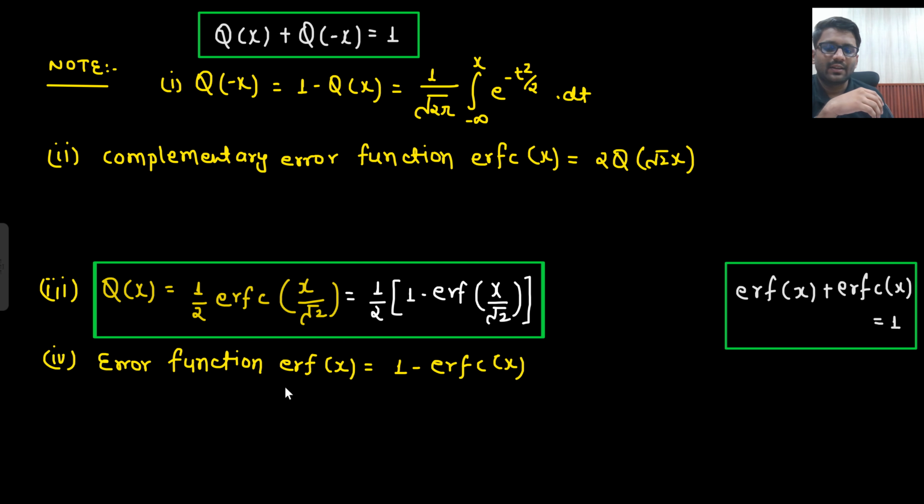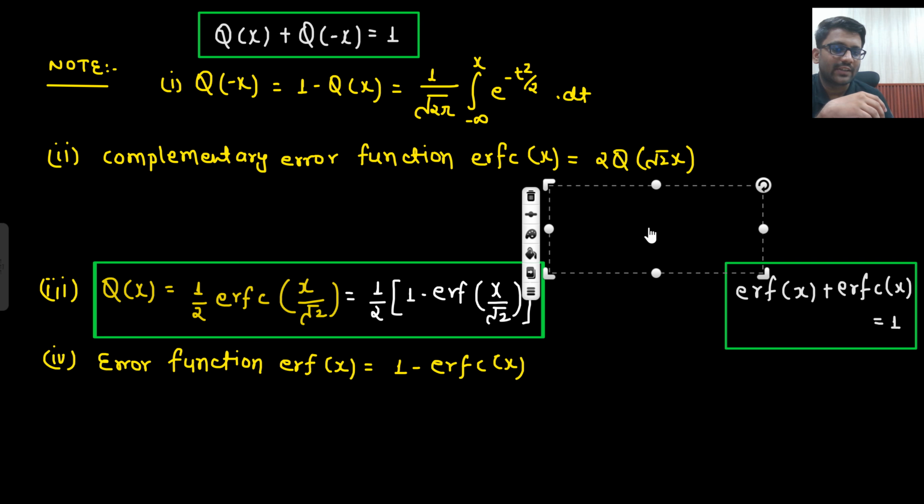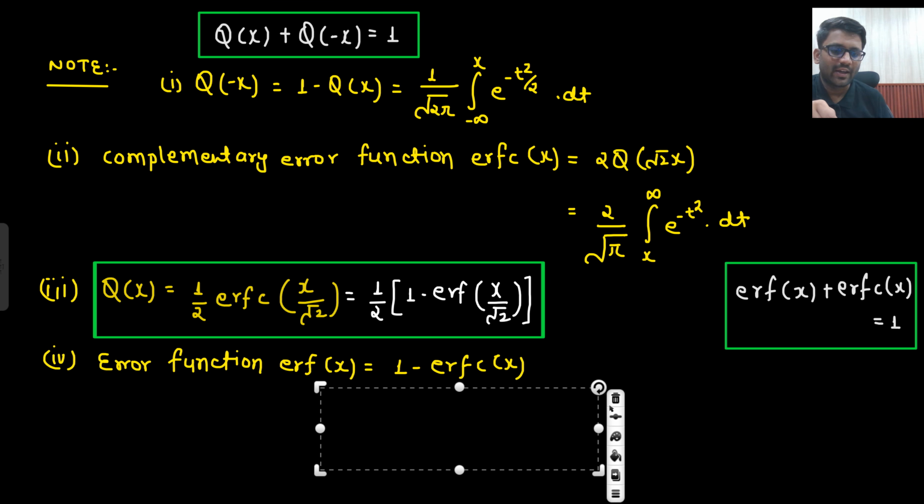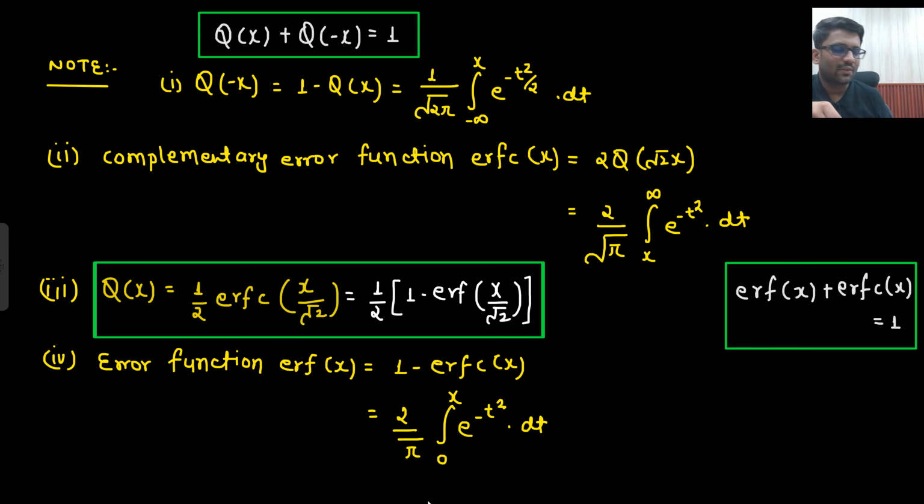Now, in a similar manner, Q of x has some definition, and error function of x also has some definition, which is this. Similarly, this is your complementary error function and this is your error function, and these also have definitions. But you don't need to remember the definition. What you need to remember is: Q of x plus Q of minus x is equal to 1. Error function plus complementary error function is equal to 1.